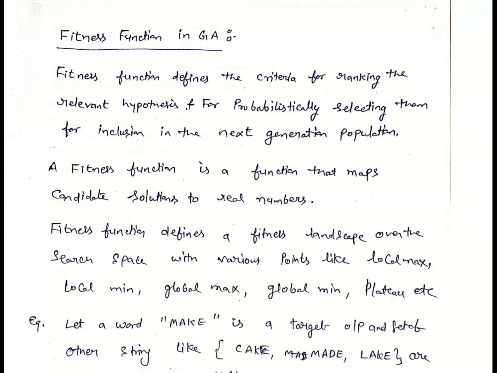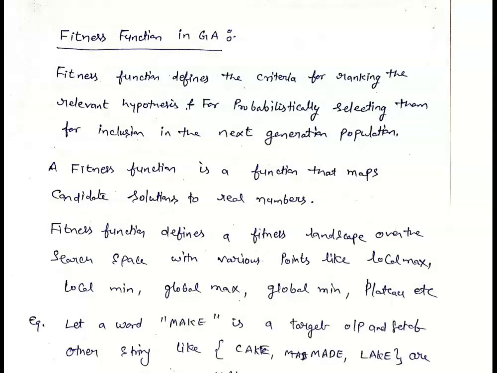Fitness function in genetic algorithm. Basically, fitness function is used to determine the individual hypothesis. For individual hypothesis, we use the fitness function. Fitness function defines a fitness landscape over the search space with various points like local maxima, local minima, global maxima, global minima, or plateau, etc. So, a fitness function is a function that maps candidate solution to real numbers.